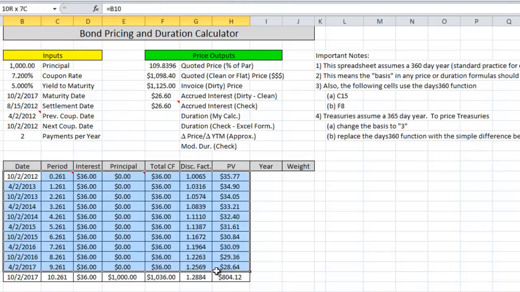So this isn't entirely useless. You can use this to give you information on your strips. But what I want you to do is use this calculator to get comfortable with some of the basic principles of bond pricing. What are some of the basic principles of bond pricing?